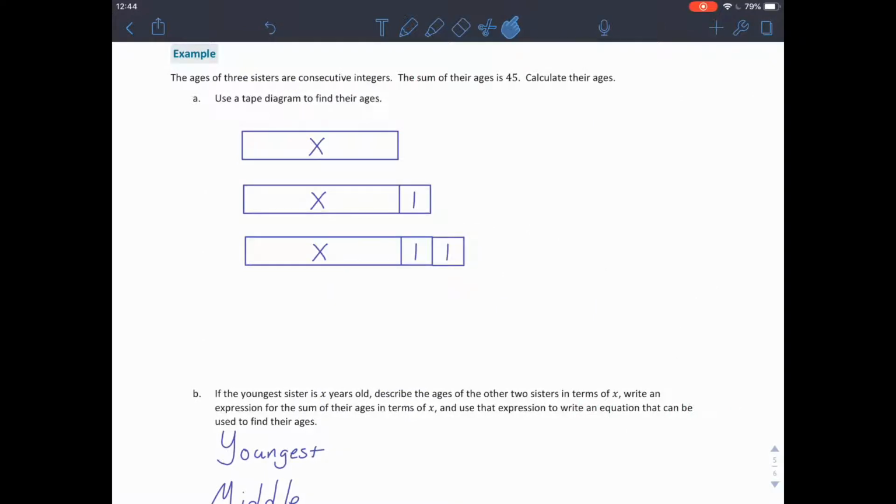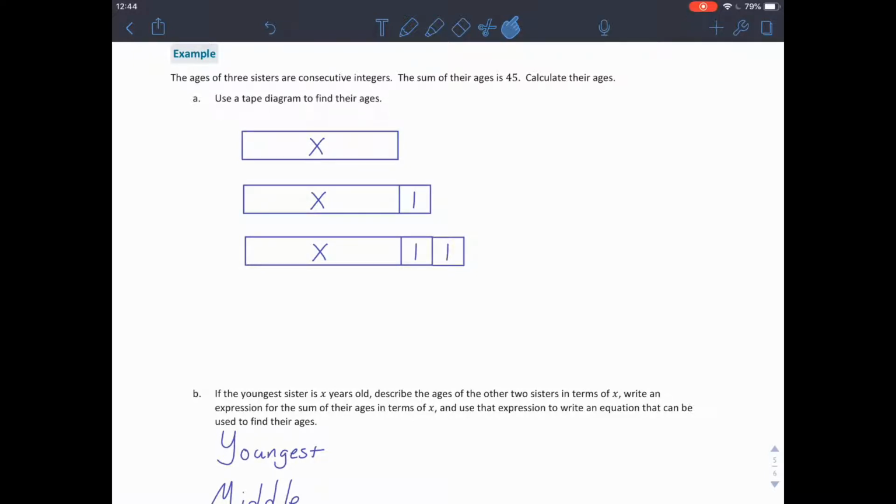The ages of 3 sisters are consecutive integers. The sum of their ages is 45. Calculate their ages. First, we're going to use a tape diagram to help us to find the ages of these 3 sisters. I've used a regular tape diagram of X to represent the unknown age of our youngest sister. Then, I am using a tape diagram for the middle sister, showing that she is X, the age of the first sister, but she is 1 year older, so I added 1 to the end.